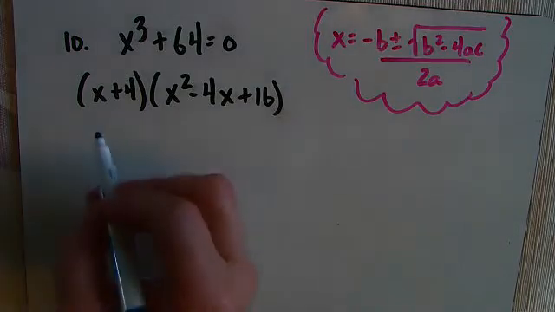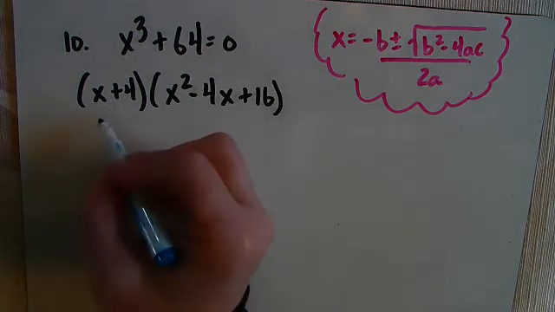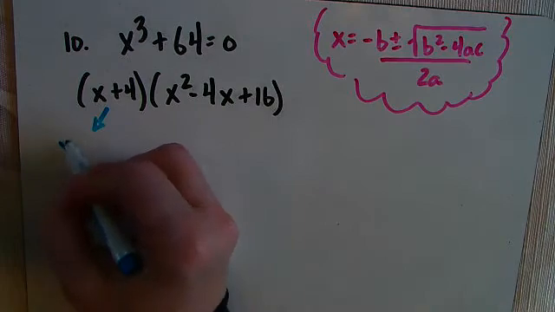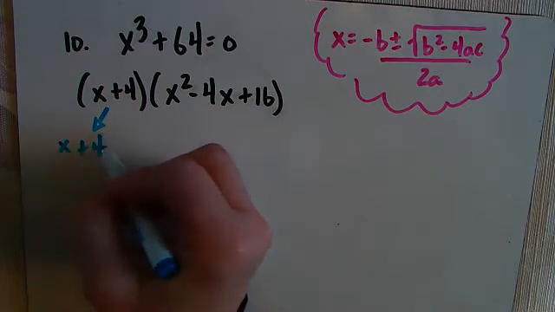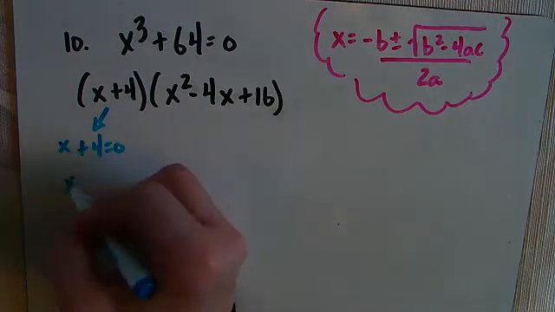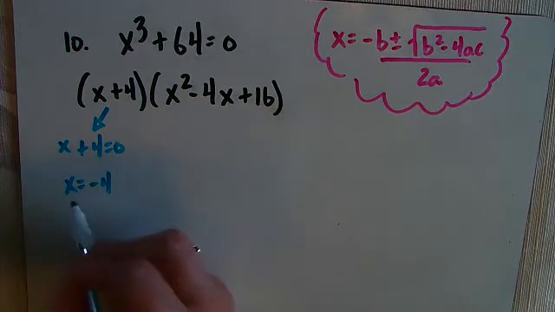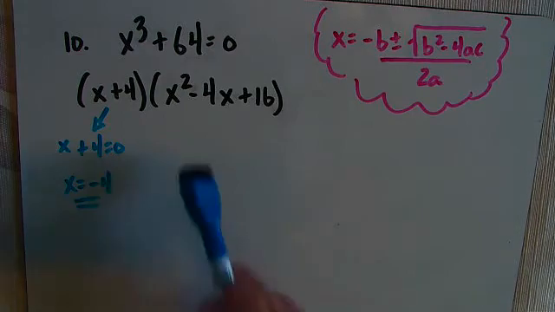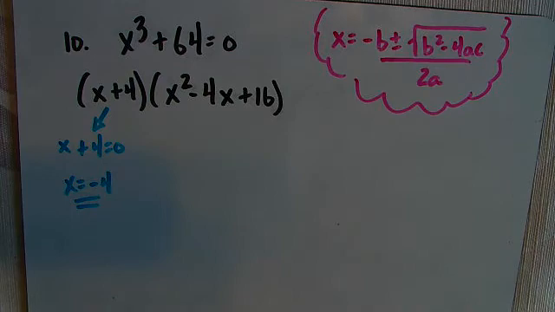This first part here, we can find our solution right away. Again, we set each factor equal to 0. So I'm going to say x plus 4 equals 0. I do have one real solution, and my one real solution would be x equals -4. For this quadratic part here, this is where we're going to do our quadratic formula.